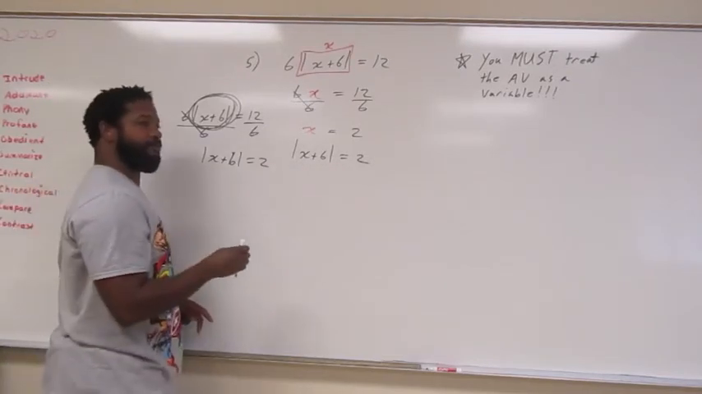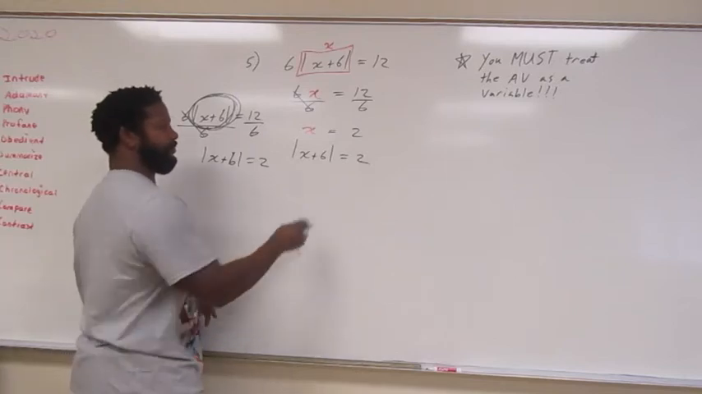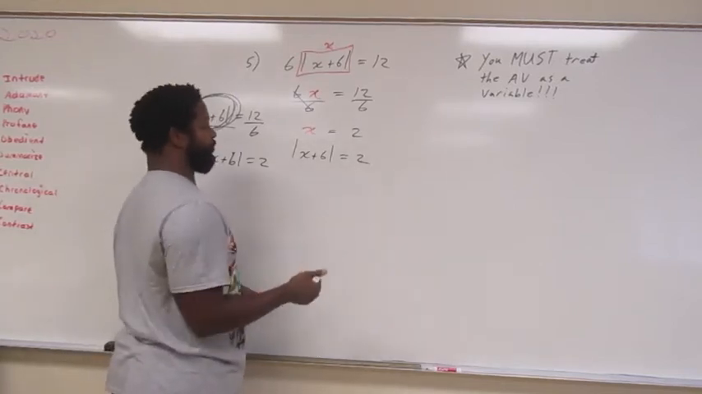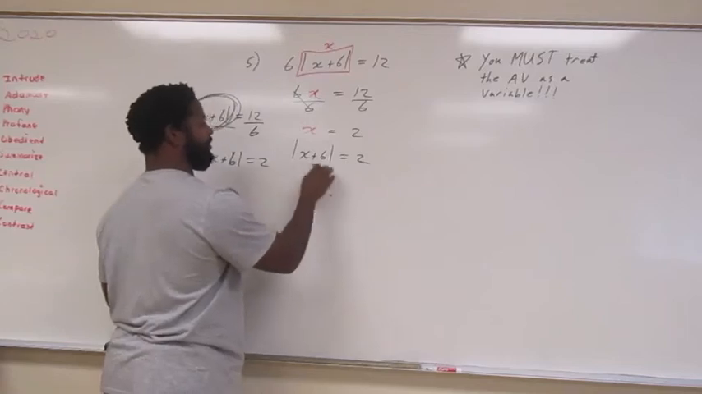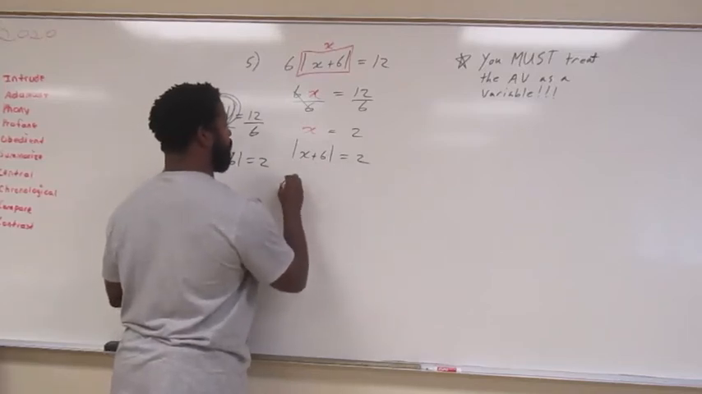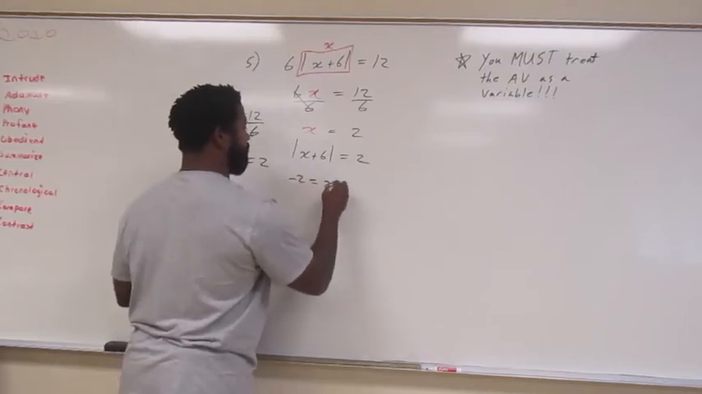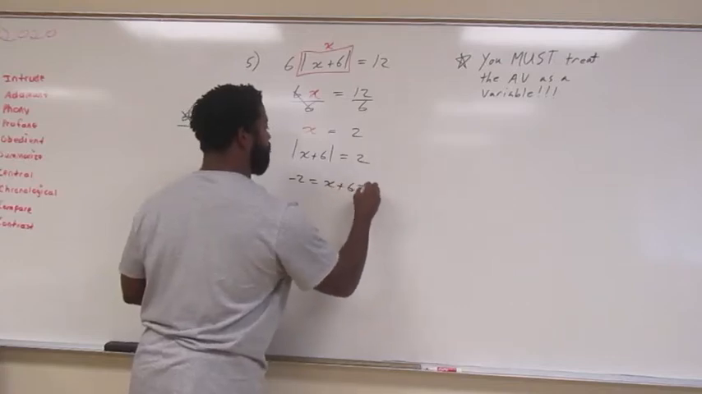And then, what I told you before, it's positive 2 or negative 2, it doesn't matter. You get rid of this absolute value and make it equal to both. Negative 2 is equal to x plus 6, which is equal to 2.